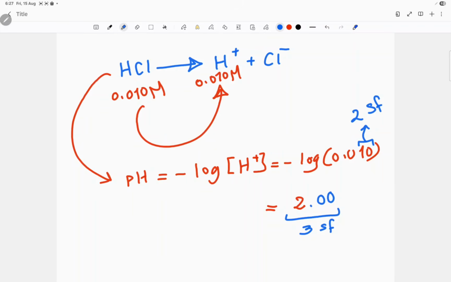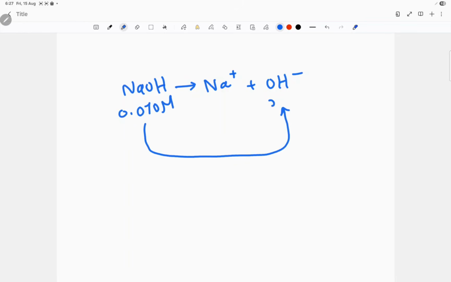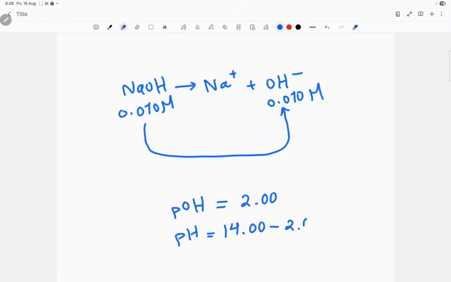For a strong acid, extremely easy. Let's do it for a strong base. Let's try NaOH, which becomes Na+ with OH-. 0.010 molar. That's a 1-to-1 ratio with the OH, correct? So it's 2.00 again. For the pH? For the pOH. Smart. So the pH will be 12. Exactly. You do 14.00 minus 2.00 and you get 12.00.